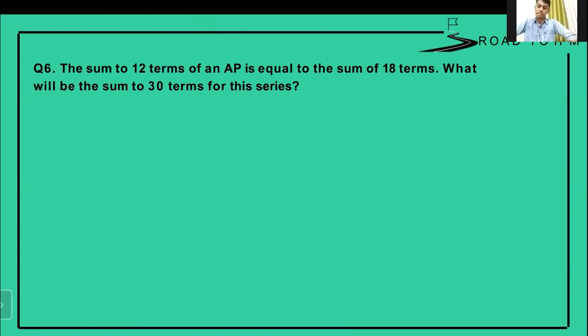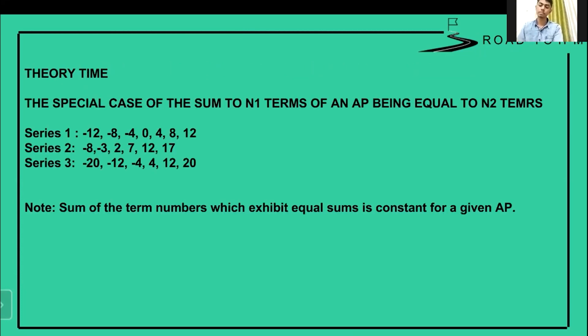Another question: the sum to 12 terms of an AP is equal to the sum of 18 terms. What will be the sum to 30 terms for this series? So S12 is equal to S18, and we need to find S30. Let's see if there is a concept booster. Yes, there is.